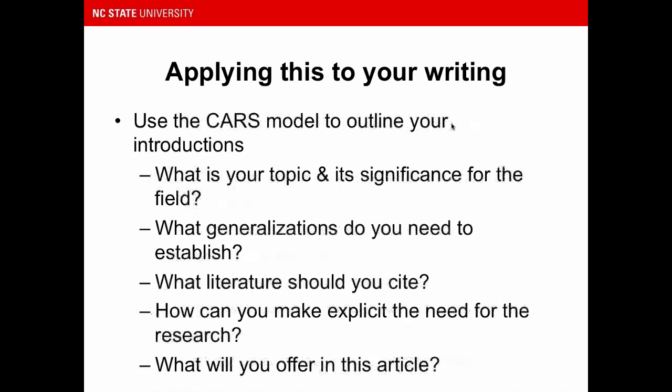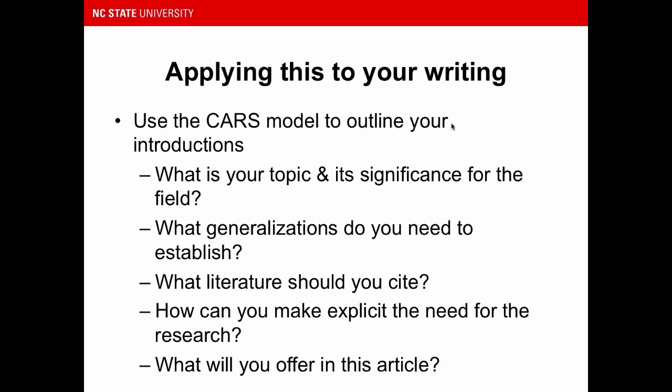Then, of course, you get to take this to your own writing. The CARS model is very helpful for you to outline your introductions. This gives you a really great skeleton to start with, and then you can just fill in the model as you go. So start by thinking about what is your topic, that you probably know, but then more importantly, how is it significant for the field and particularly the audience of that journal? If your audience has a more narrow readership, it's a more narrow topic in your field, you'll have to talk about significance differently than if you were aiming for a broader audience journal like Science.